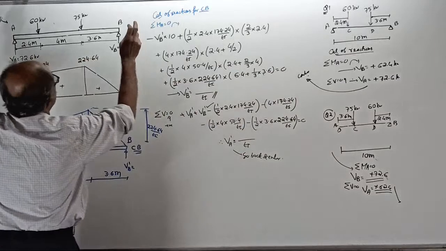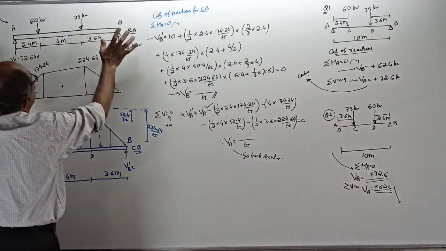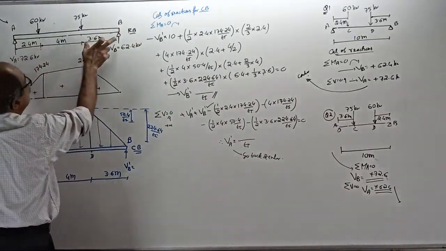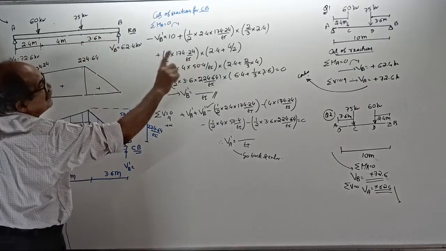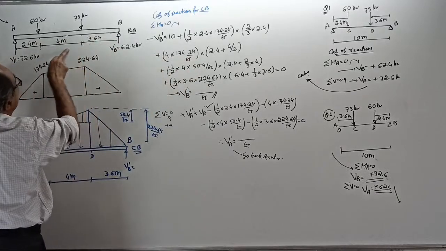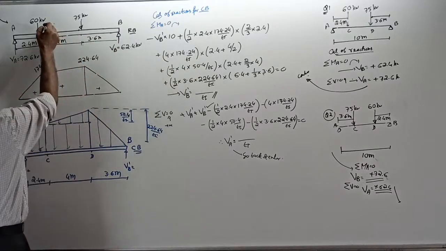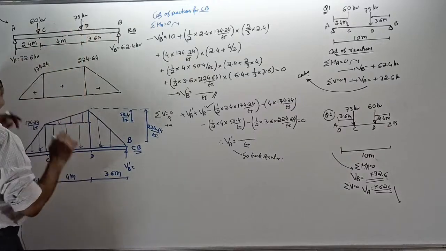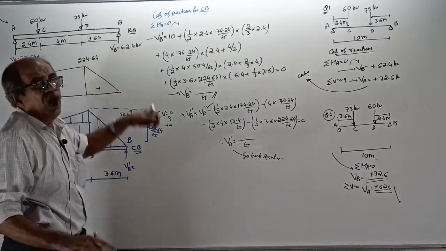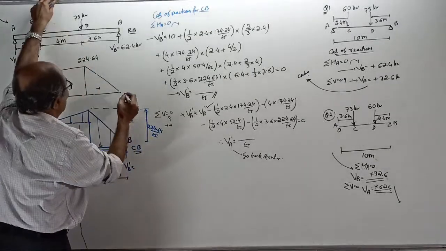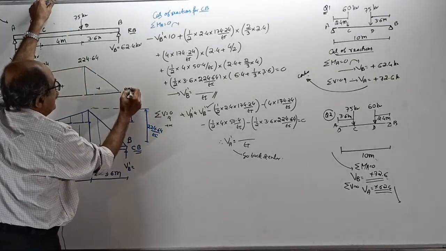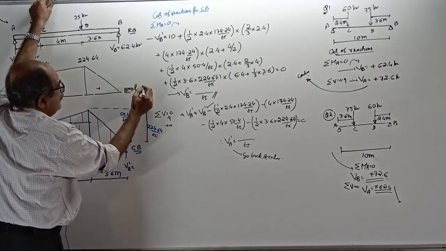First question. This is the real beam, somewhat to scale: 2.4, 3.6. From 10 you subtract, the center will come to 4 meter length. A, B, C, D. Okay, start. It's a real beam. Draw the BMD for the real beam. Bending moment diagram for the real beam.